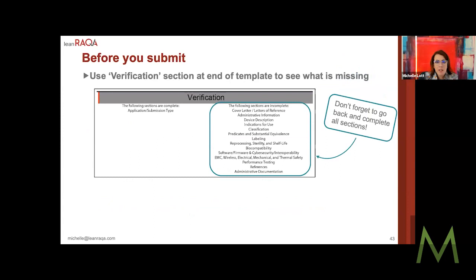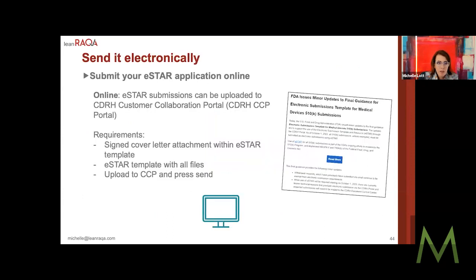Use the verification section at the end of the template to see what's missing. Don't forget to go back and complete all the sections and look for that green status bar that says it's complete and ready for upload. Upload it to the CCP, or Customer Collaboration Program portal. The requirements are that you have a signed cover letter attachment within the eSTAR template. You have the eSTAR template and all the files, and then you upload it to CCP and press send, unless it doesn't take it, and then you put it on your flash drive and mail it in.